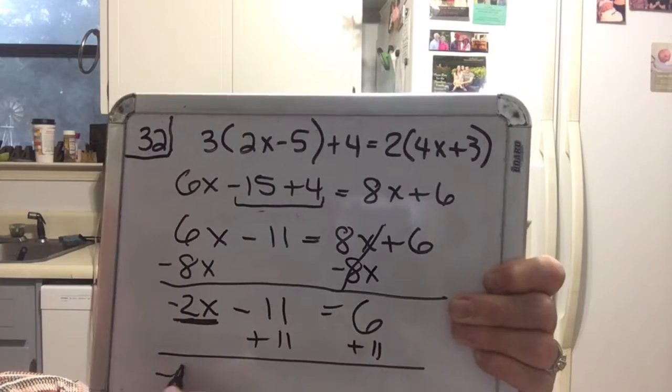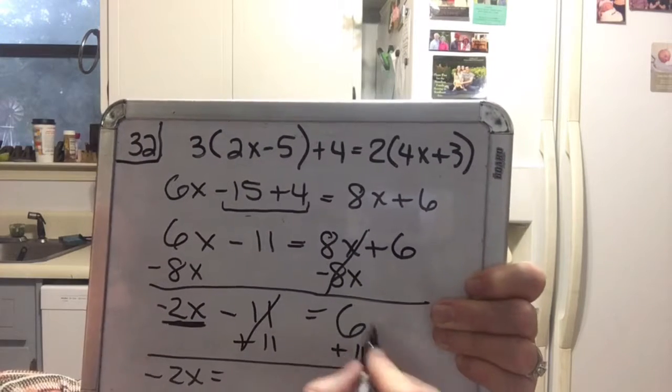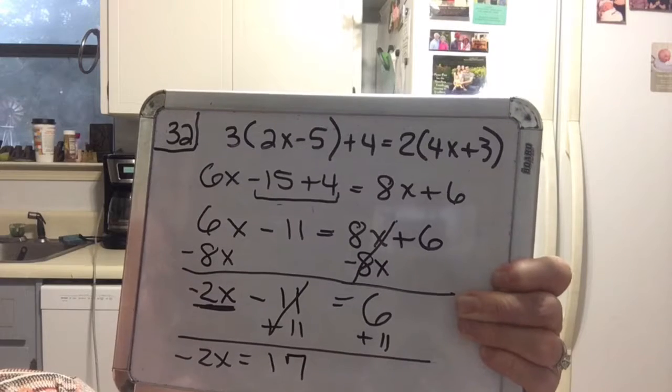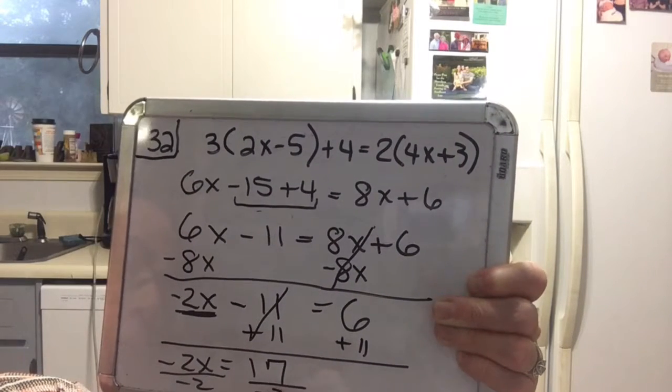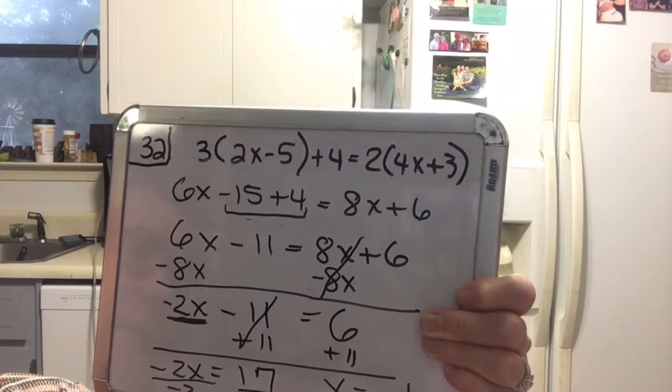Okay, so we get negative 2x equals 17. Okay, so x, divide by negative 2, divide by negative 2. And we're going to get x equals negative 17/2.